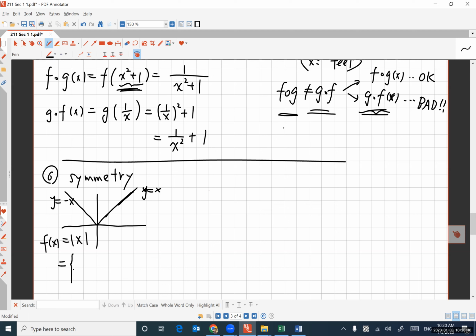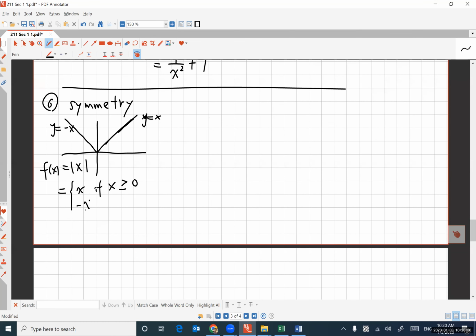By the way, this is defined piecewise. This is equal to x if x is greater than or equal to 0, and it's negative x if x is less than 0. Okay, hopefully you understand this. If x is equal to some negative number, negative of the negative number is positive. So basically what this is saying is, just remove that negative sign if x happens to be negative, and that is your absolute value function.